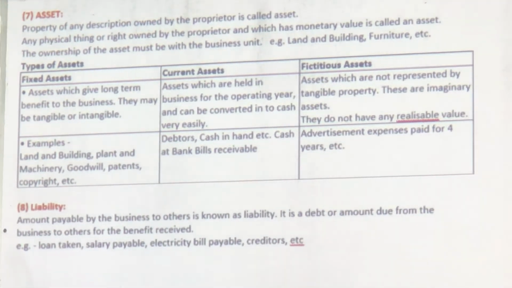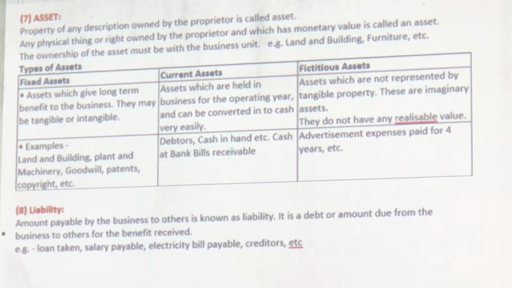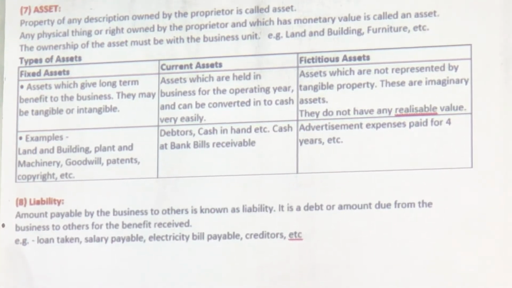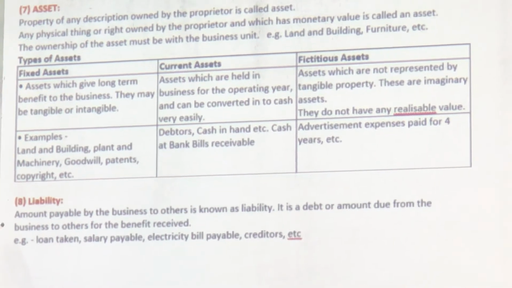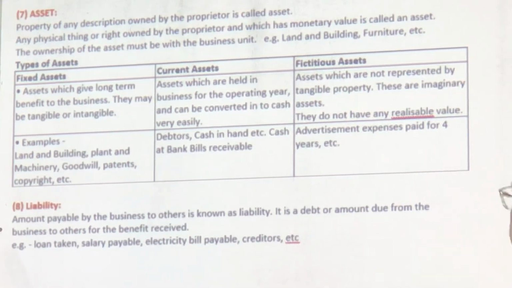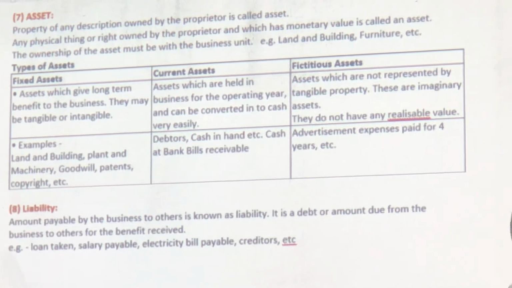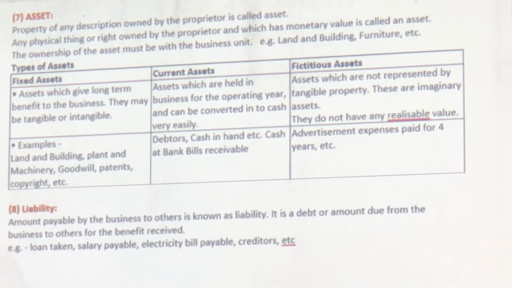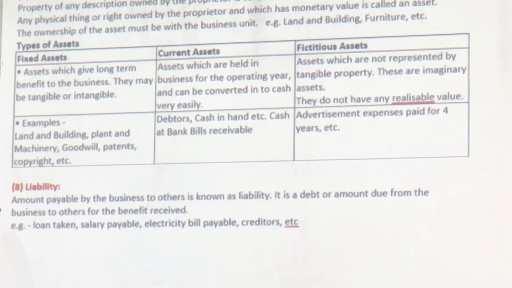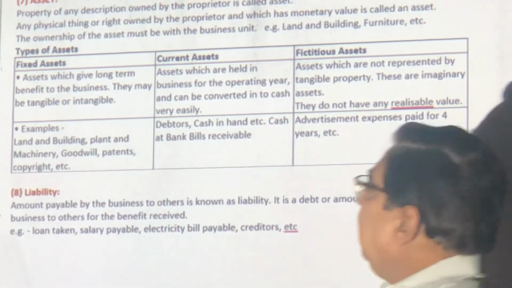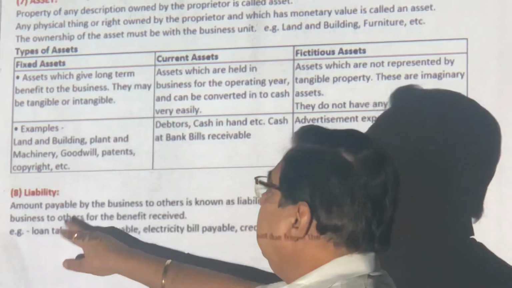Fictitious. These cannot be seen or felt, but they are necessary. Take an example. Advertisement. I pay for 4 years. Okay, you advertise on TV. Touch and show me. Is it having effect? I believe it will have effect. Fictitious in the mind, but has to be done. Okay? So, liability is the opposite.